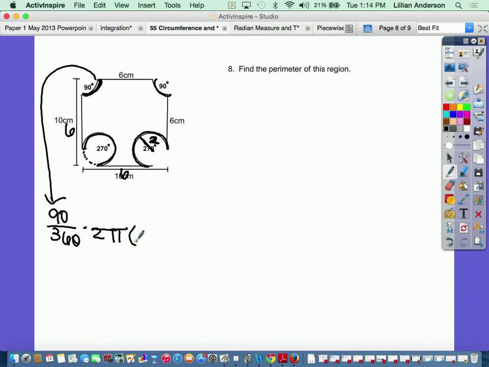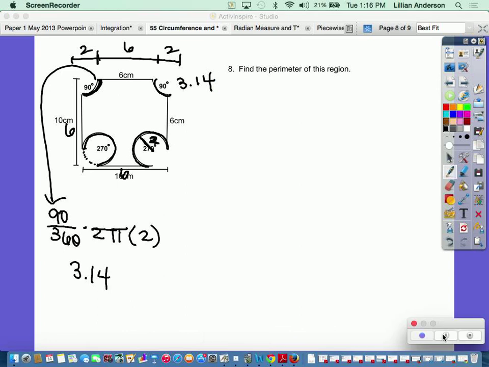Your radius is 2, because if this whole segment had to be 10, and this part was 6, then both of these had to be 2. So find this out. Give it to me to the nearest hundredth. 3.14. So the arc length here is 3.14, which means the arc length over here is 3.14. Okay, so we have those lengths.